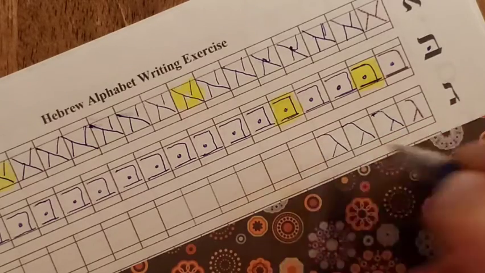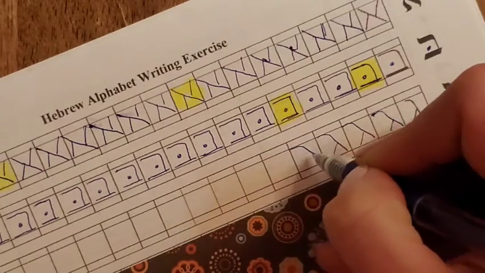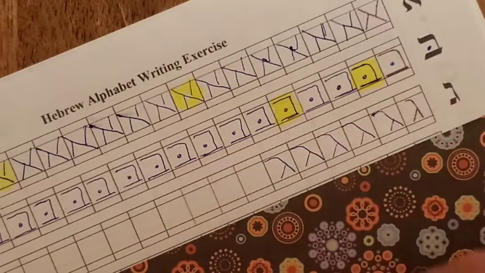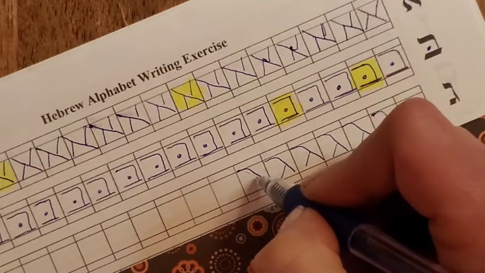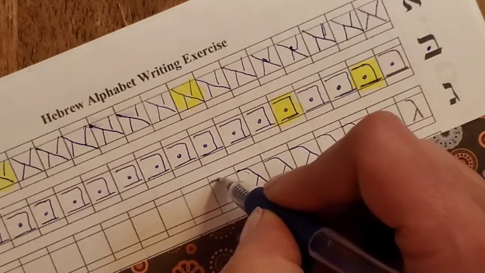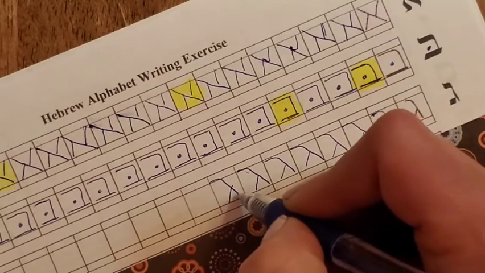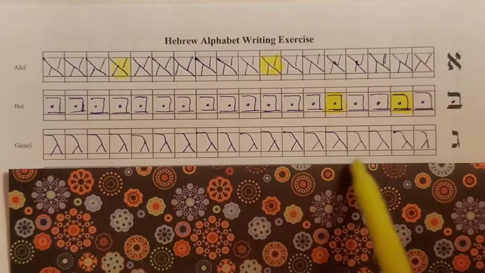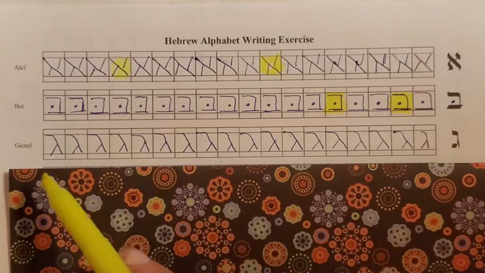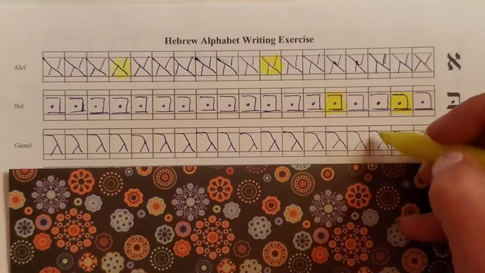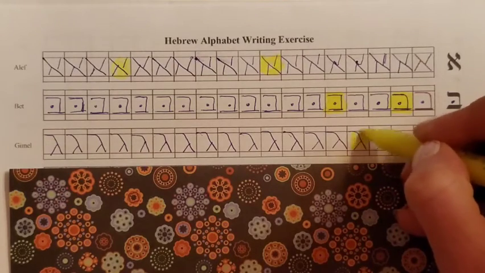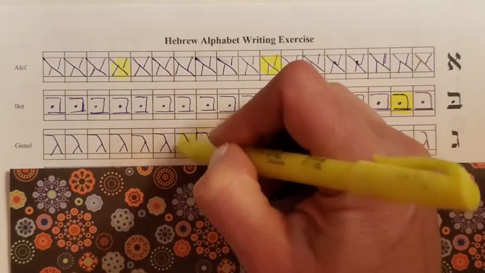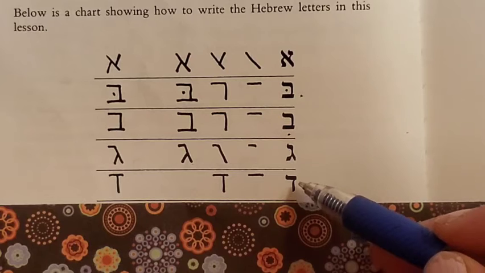G. G. G. I like this one. It kind of flows easier. G. G. Keep going. Finish that line. All right, how'd you do? Your whole line of gimels. All right, ooh, okay, pick one. I like this one. Maybe this one. All right, and now we're going to learn to write the dalet.